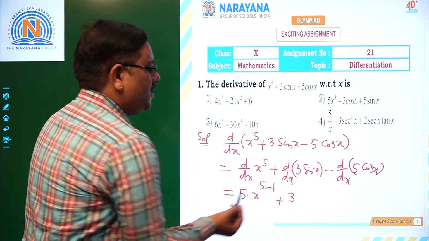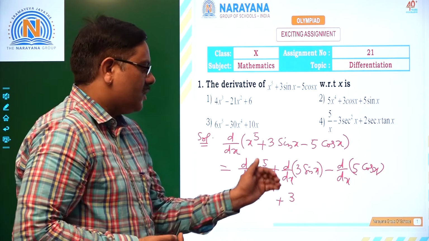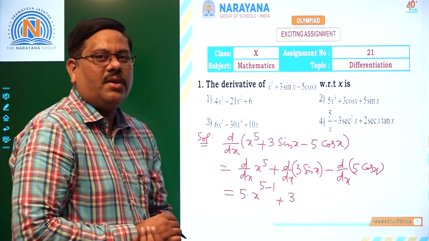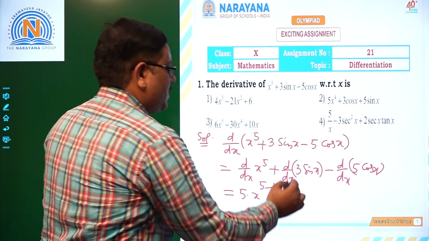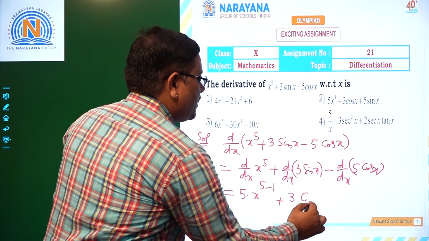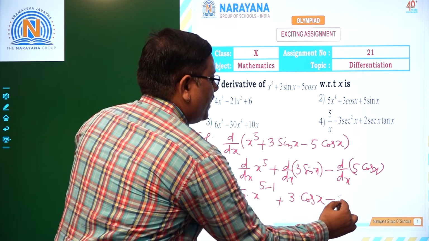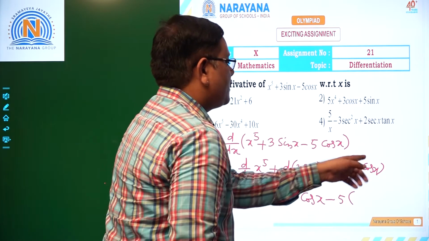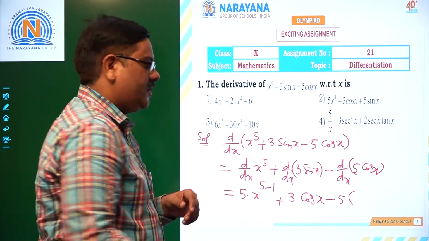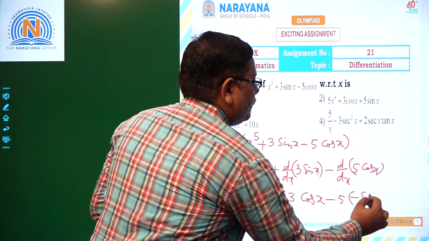So 3 is a constant, you can bring it out of the derivative. So 3 into d by dx of sin x we can do, right? Now what is d by dx of sin x? d by dx of sin x is given as cos x. Similarly, minus 5 into d by dx of cos x. d by dx of cos x is given as minus sin x.